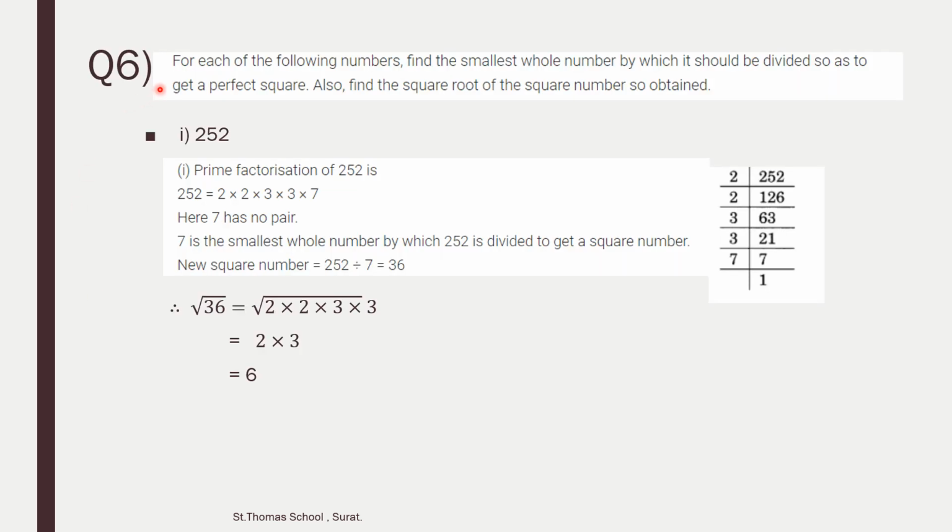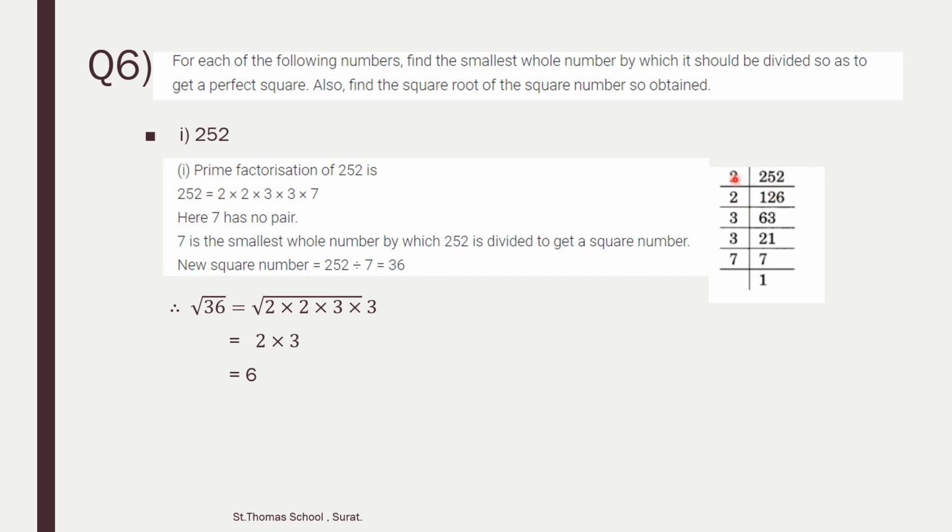Question number 6. For each of the following numbers, find the smallest whole number by which it should be divided so as to get a perfect square. Also find the square root of the square number so obtained. In the last question we did, it should be multiplied by. Here the question is it should be divided by. So instead of multiplication here you have to do division. Clear?